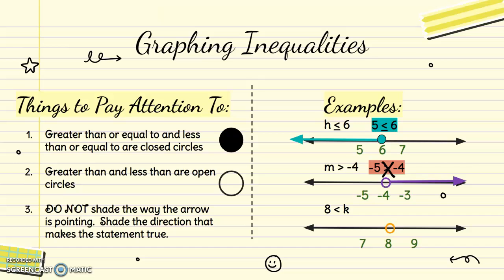remembering that I'm going to put an open circle over 8 because there's no equal to under the less than symbol. I'm plugging in 9 this time, and 8 is less than 9, so I'm going to shade towards the 9. Notice the inequality symbol is pointing to the left, but this one shades to the right. It's because when I plug in 9, that's the one that makes it true. That's why I want to shade towards the 9.